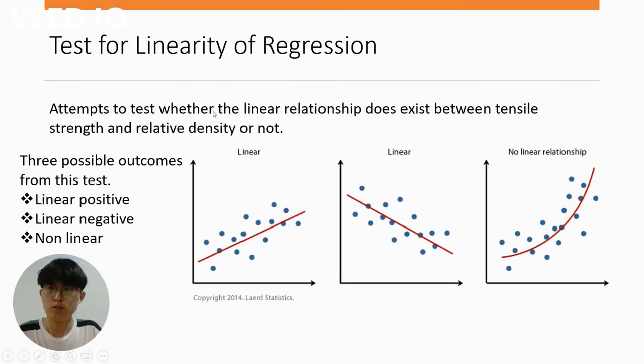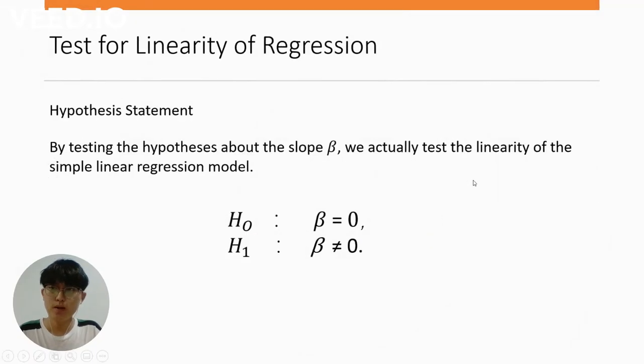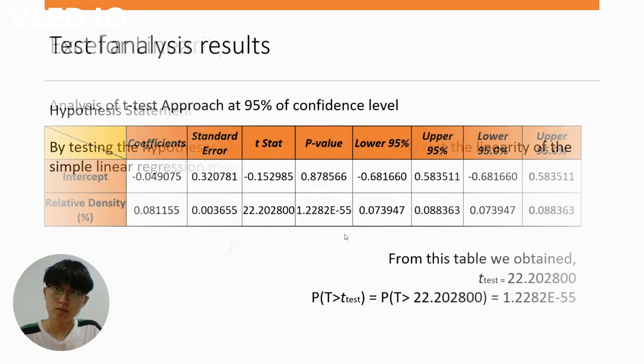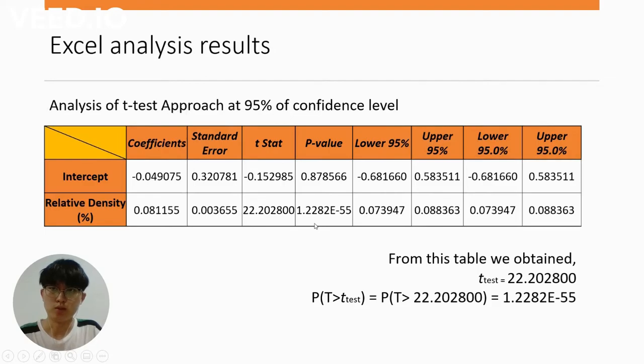We need to test for the linearity of the regression. It consists of 3 outcomes: whether it is positive linear, negative linear, or non-linear. We will perform the hypothesis statement by testing the hypothesis about the slope beta, so we can test the linearity of the simple linear regression model. H0 is beta equal to 0, H1 is beta not equal to 0. We will use the t-test approach at a 95% confidence level. We can get the t-test value as shown, and the probability that is greater than the t-test value.